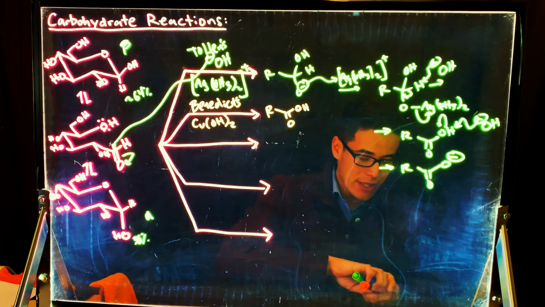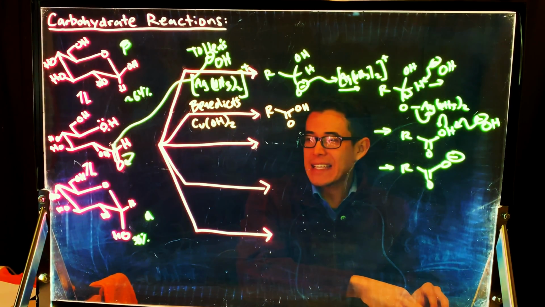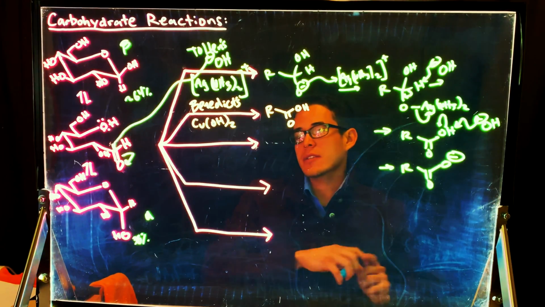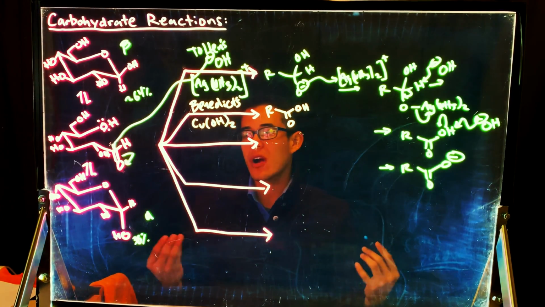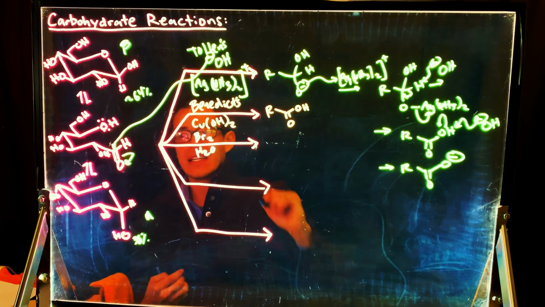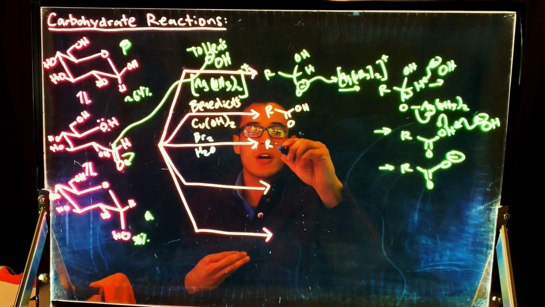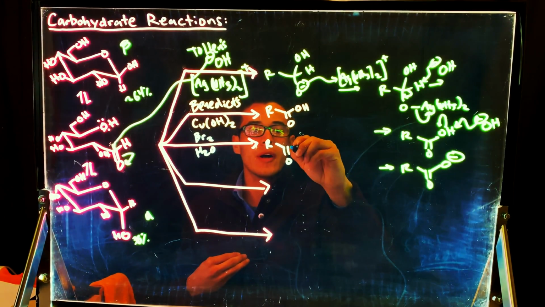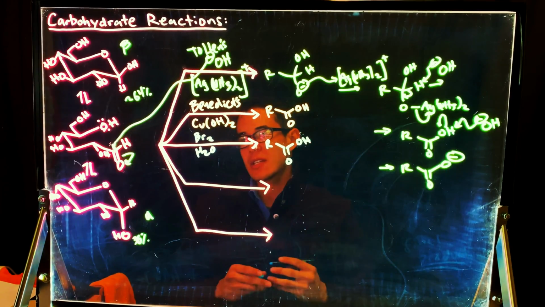Great. Let's go ahead and see another example. We're going to keep this going with our oxidation here. So let's go ahead and think of another oxidizing agent. We could put Br2 in water. And this is going to do the same thing like we saw up here. We're going to get R, C double bond O, and an OH.